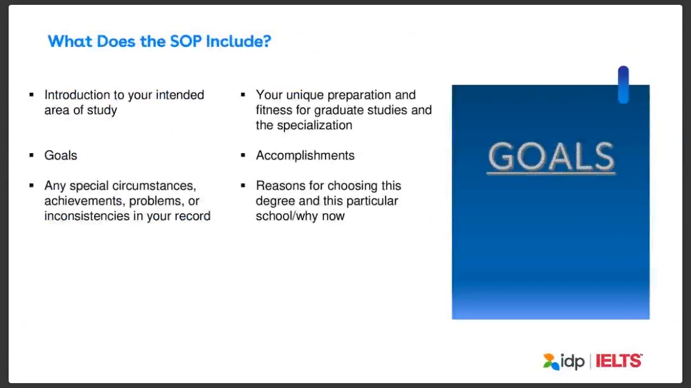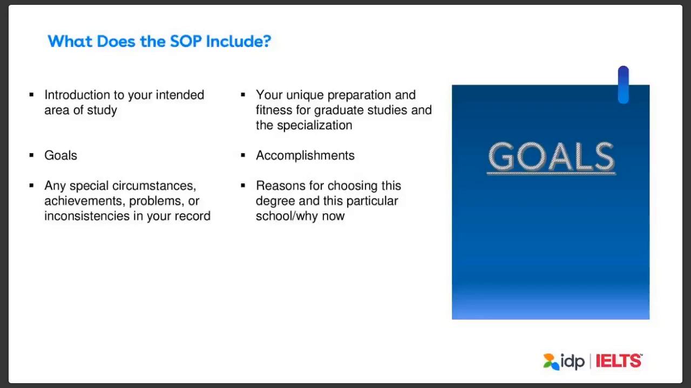What does it include? It includes an introduction to your intent area of study. So, for example, if a student wants to study MS in engineering at XYZ university, the student should be very clear about why he wants to study MS in engineering. Why not master of technology instead, right? So the intent of area of study should be very clearly highlighted, and to showcase that intent, an SOP is required.